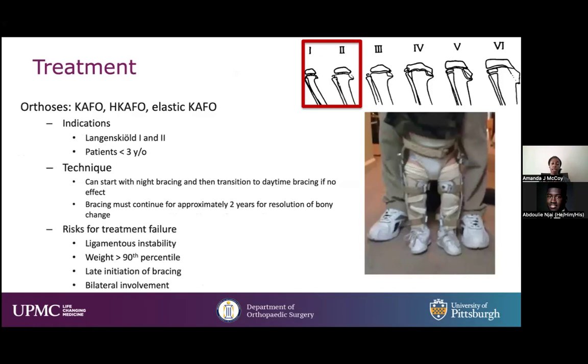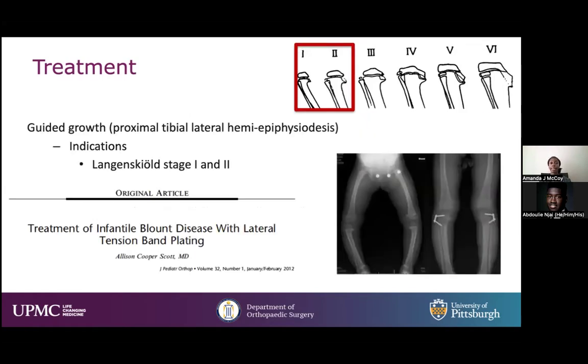The risks for treatment failure are a very substantial varus thrust, aka ligamentous instability, being very heavy, starting late, or bilateral involvement, just because families don't tolerate it that well. Again, in an older child with stage 1, 2, 3, or 4, if you have failed bracing, then the next thing I would consider is tension band plating with a lateral proximal tibia hemiepiphysiodesis. Dr. Scott was one of my mentors in fellowship, and she published on this very early, and in my fellowship, we often had very good results from this.